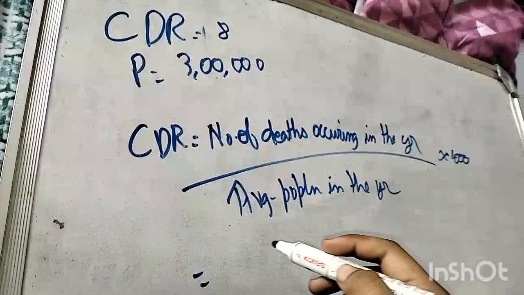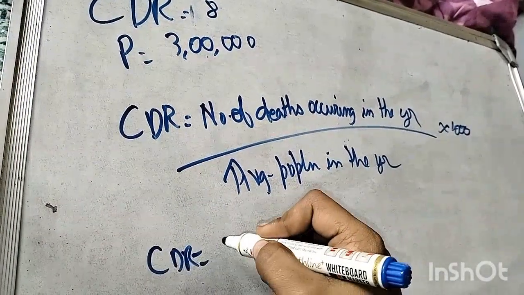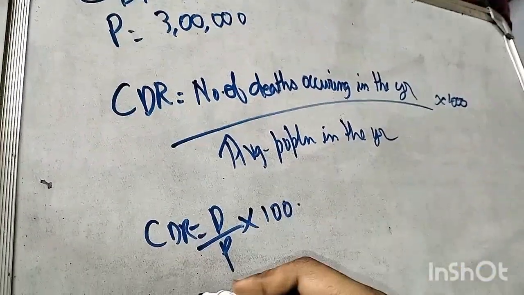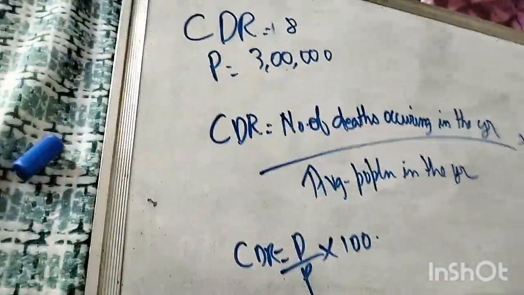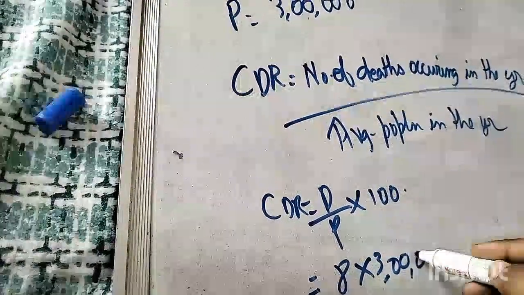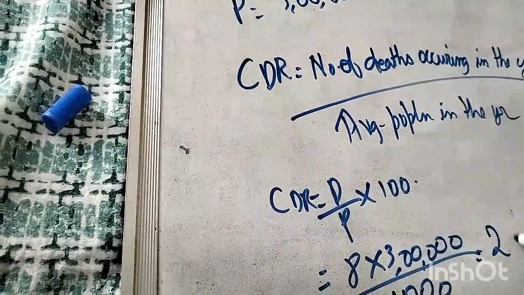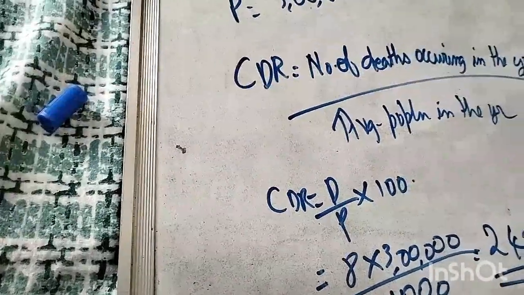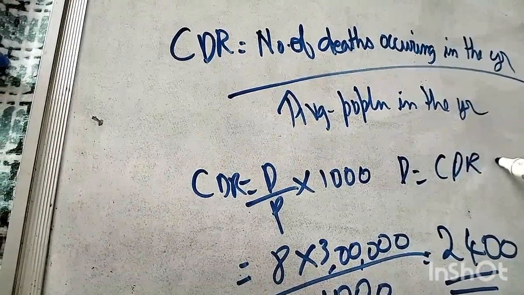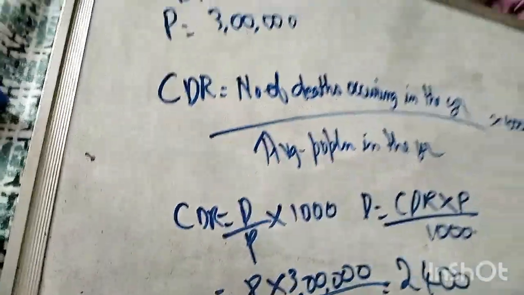Number of deaths, you need to find out the number of deaths. So CDR is equal to D by P into 1000. So you just cross multiply 8 into 3 lakh divided by 1000. So you get 2400. So here D is equal to CDR into P by 1000.